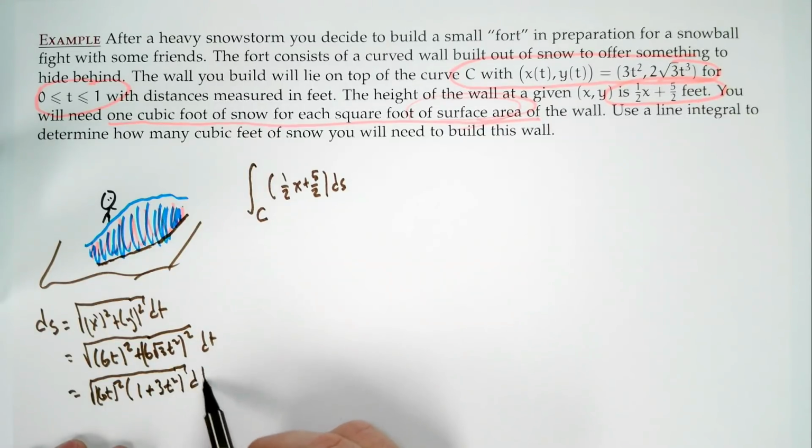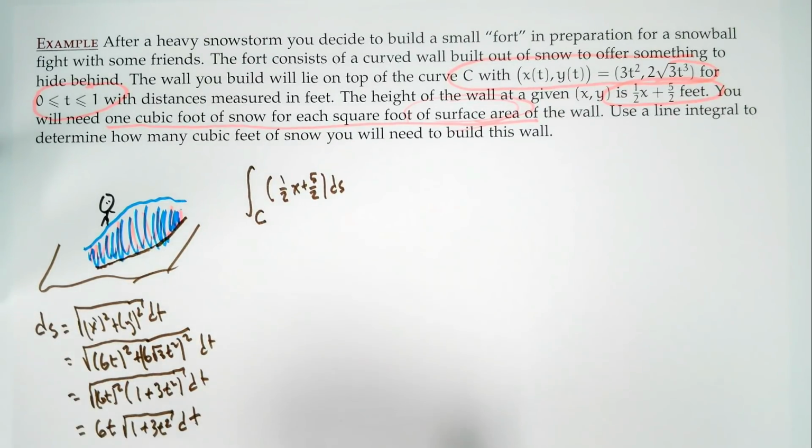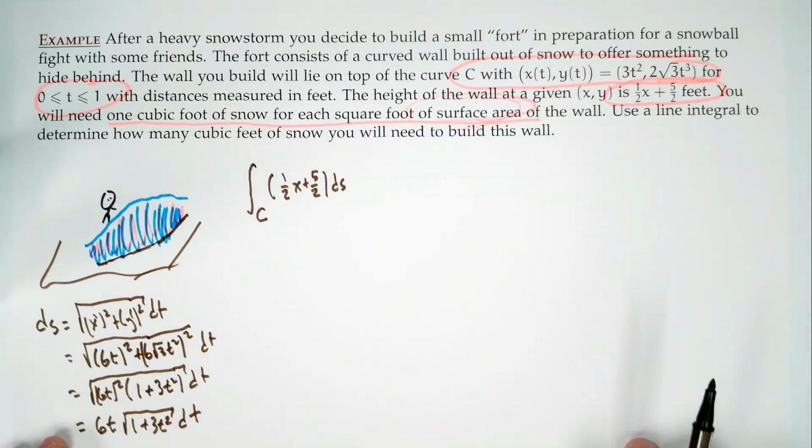3t squared dt. And of course, the 6t comes out. So 6t square root of 1 plus 3t squared dt. Now, unfortunately, there's no hope to factor the square root of 1 plus 3t squared. It's just not going to happen. But we'll keep going.